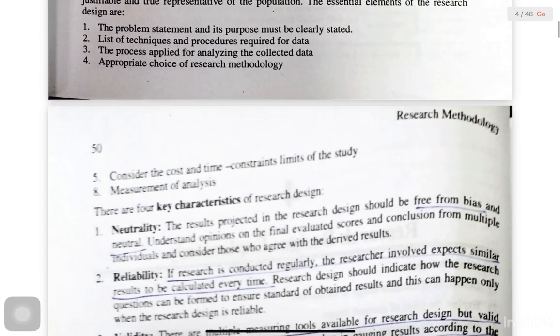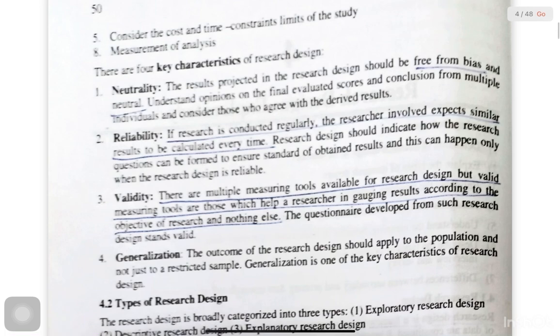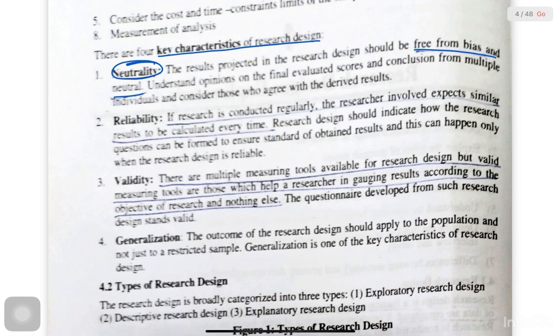Here are some of the key characteristics of research design that are very important. First is neutrality. The results projected in the research design should be free from bias and should be neutral. To understand this, you take the opinion of multiple individuals on the finally evaluated scores and conclusion, and consider those who agree with the derived result, right? So it should be neutral, free from bias and any kind of discrimination. Neutrality is the first main characteristic of the research design, right?